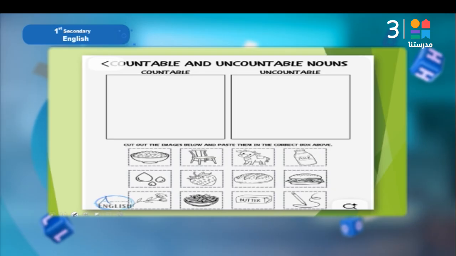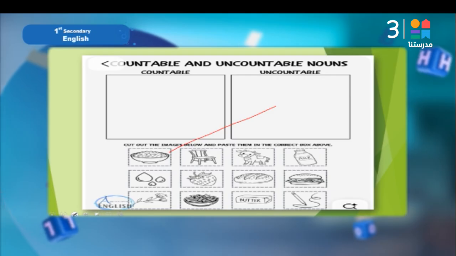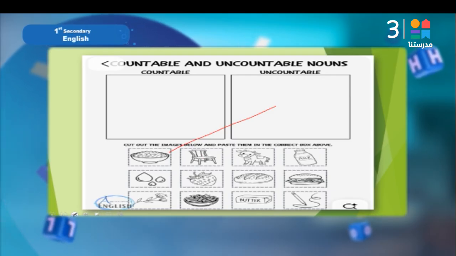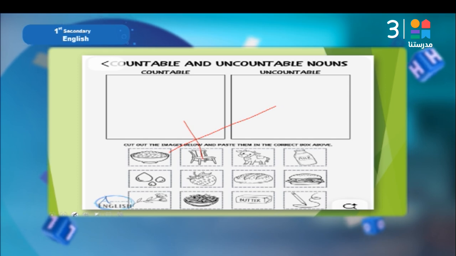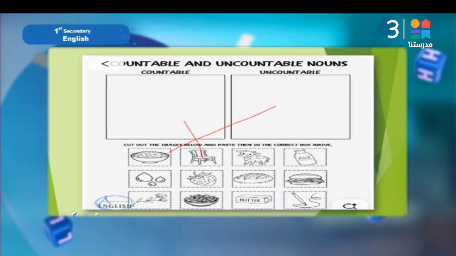The first picture here, we have here rice. Okay, so rice is a countable or uncountable? Of course, so rice is uncountable. فإحنا هنحطه هنا في uncountable. Okay. طيب chair. Can I count chair? Yes, I can say 1 chair, 2 chairs, 3 chairs. So they are countable. So I put it in the countable. Cow. Can I count cows? Of course, I can say 1, 2, 3 cows. So they are put in the countable.